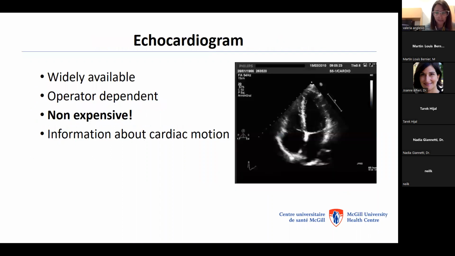Next slide. To finalize, the echocardiogram is widely available. It's not expensive, but it is operator dependent, but it's also an alternative to visualize the scar in this type of patients. Next slide.